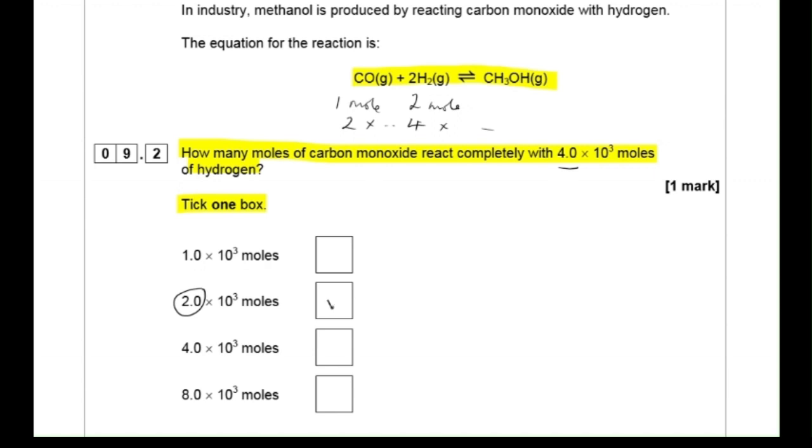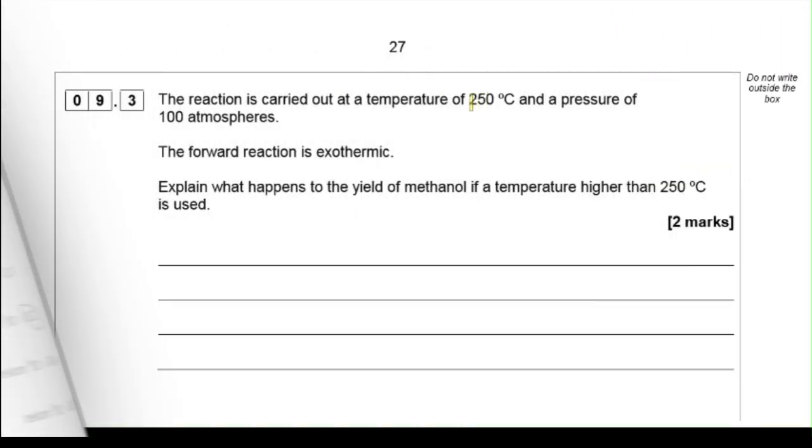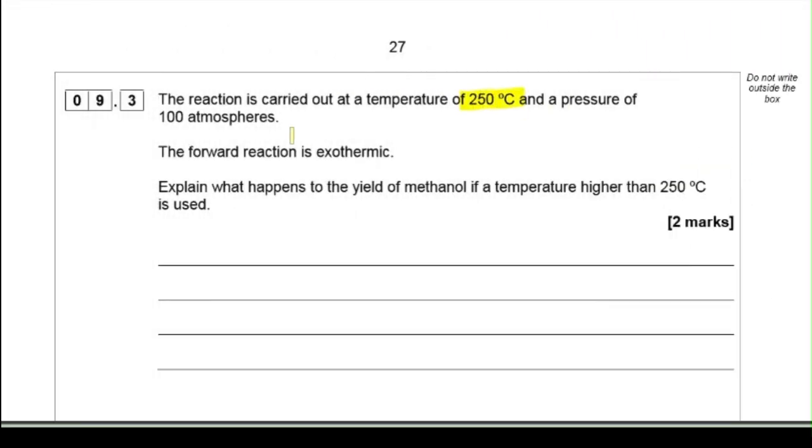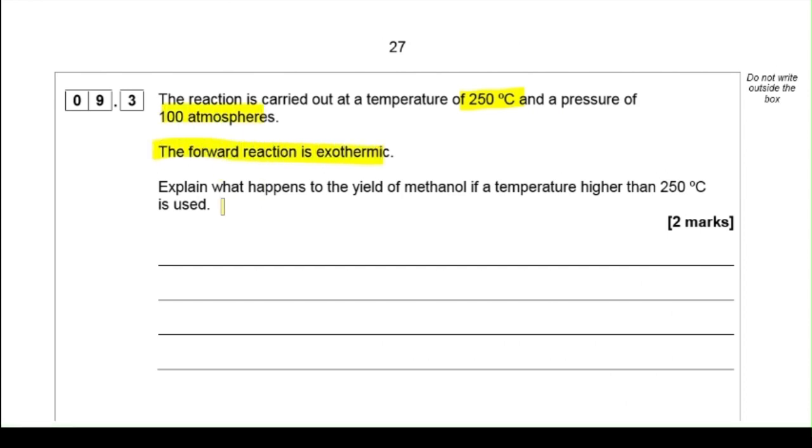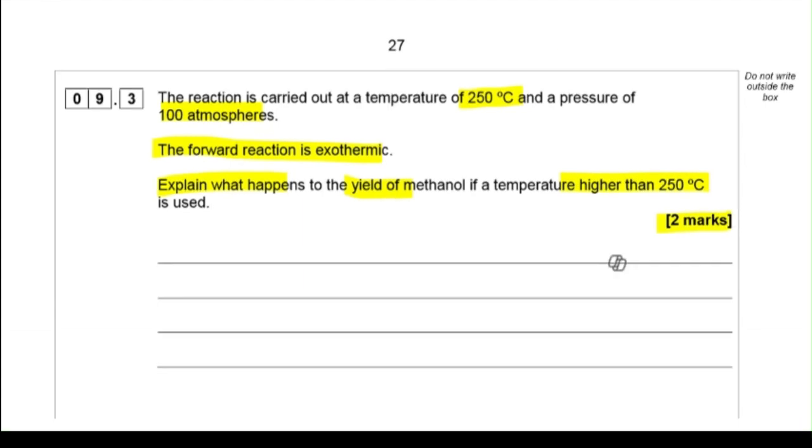Turn over the page. 9.3. The reaction is carried out at a temperature of 250 degrees Celsius and a pressure of 100 atmospheres. The forward reaction is exothermic. Explain what happens to the yield of methanol if a temperature higher than 250 degrees is used. This is a 2-mark question.